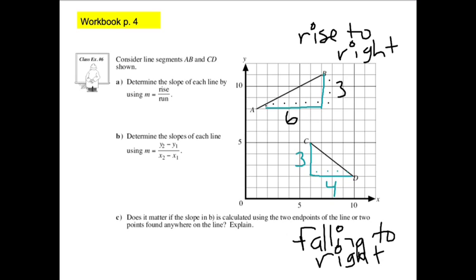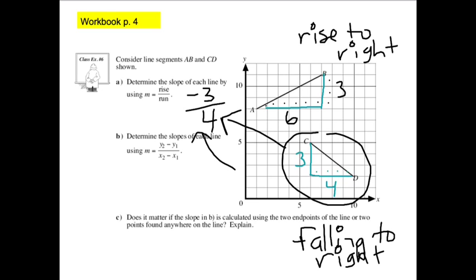Okay, so m is equal to rise over run. Well, it's going to be -3. Alright, with this triangle, CD, of course, remember we are falling to the right. So in this case, your answer is going to be -3 over 4 because you have a negative rise.